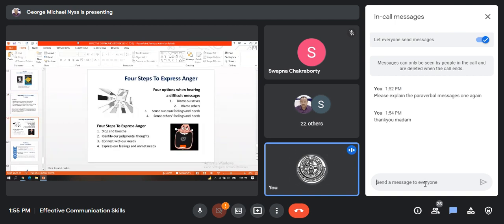I have also shared with you some steps to express anger. First, the four options: when we hear a difficult message, we start blaming ourselves, or sometimes we blame others. Sometimes we sense our own feelings and needs, and we sense others' feelings and needs. So how do we express our anger in that case? We should stop and breathe in, identify our judgmental thoughts, connect with our needs, and express our feelings and unmet needs. So these are some steps to express anger.